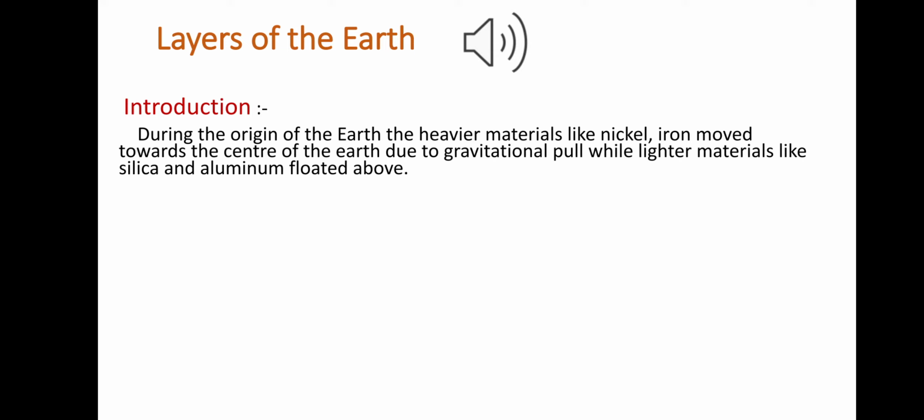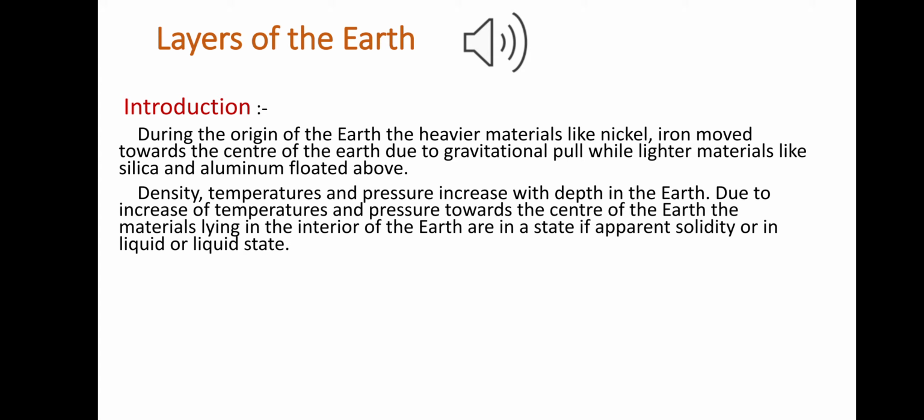During the origins of the earth, the heavier materials like nickel and iron moved toward the center of the earth due to gravitational pull, while the lighter materials like silica and aluminium floated above. Density, temperature and pressure increase with depth in the earth. Due to the increasing temperature and pressure toward the center, the materials in the interior are in a state of apparent solidity, either liquid or solid.